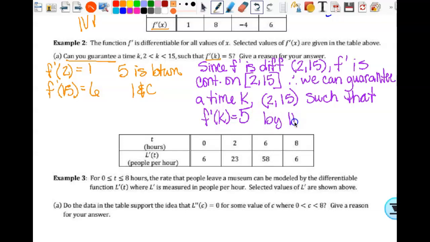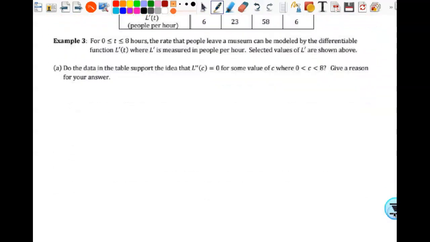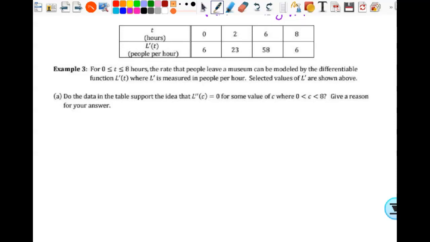Then by IVT, and instead of we can guarantee, I could have said IVT guarantees. It's the same thing. I think there's also some discussion about whether or not, as long as you have all the conditions, if you don't even put IVT, I think it's still fine, but we might as well put it so we don't mess it up. All right, how are we doing? Good? All right, try example 3 on your own, 100%. Figure out what it is. Make sure your table agrees so we don't go down the wrong road.